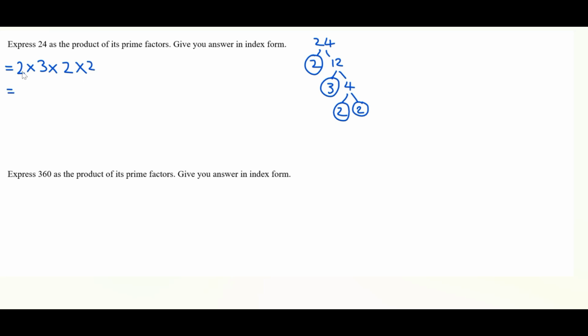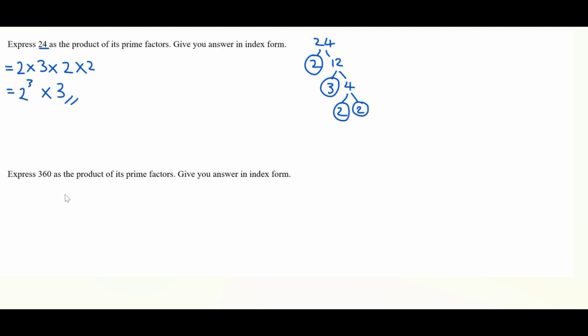Now we need to express this in index form, so we need to see which numbers come up more than once, and as we can see here, that's 2. 2 has come up 3 times, so we're going to express 2 times 2 times 2 as 2 to the power of 3, and we're going to multiply that by 3, which is just shown once, and that is our final answer. And again, just doing our check, 2 to the power of 3 is 8. 8 multiplied by 3 gives us 24.